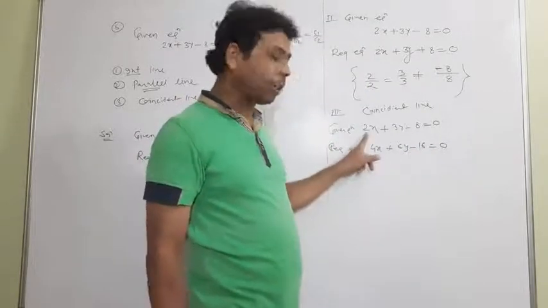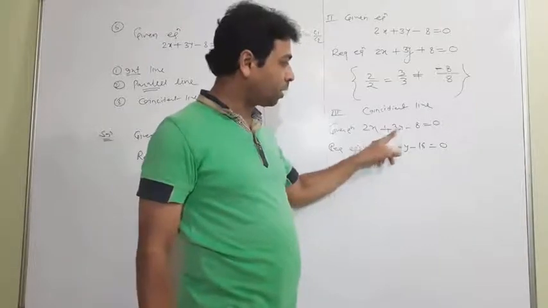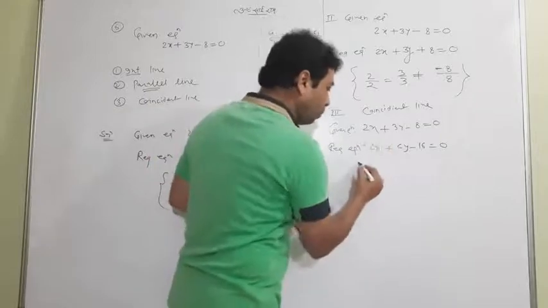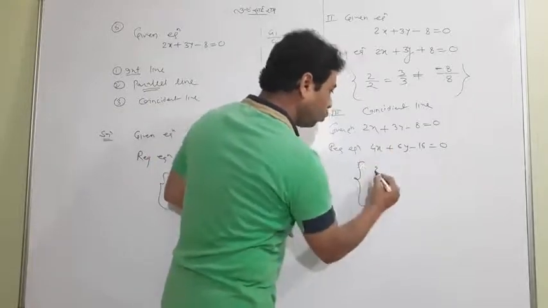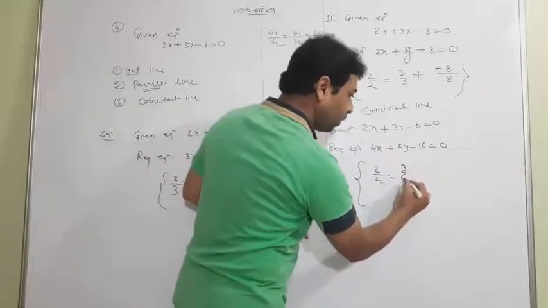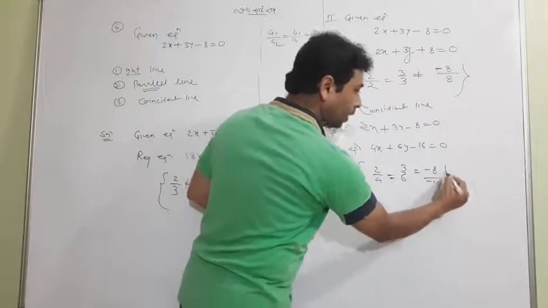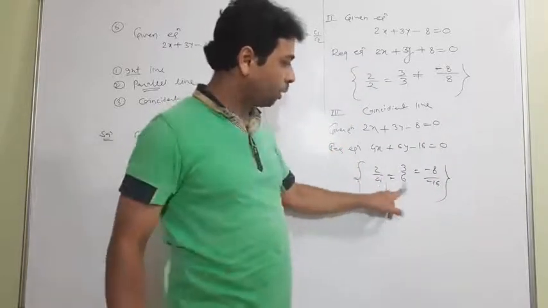You can also choose some other value, like 2 3s are 6, 3 3s are 9, 8 3s are 24, so that the ratio should be the same. Take 2 by 4, 3 by 6, and minus 8 upon minus 16. Look at it. It is 1 by 2, it is 1 by 2, it is 1 by 2.